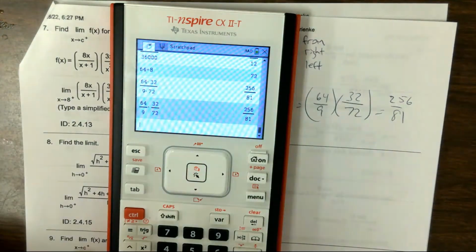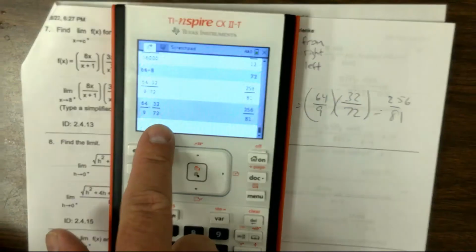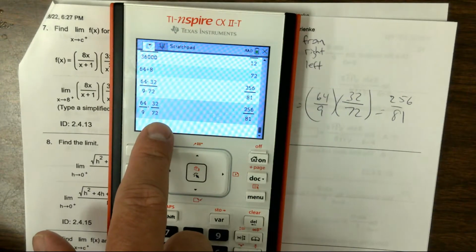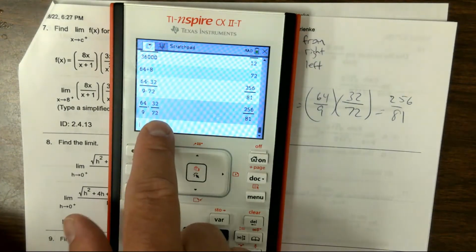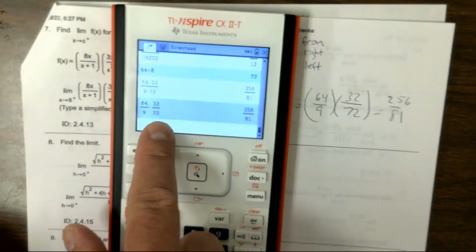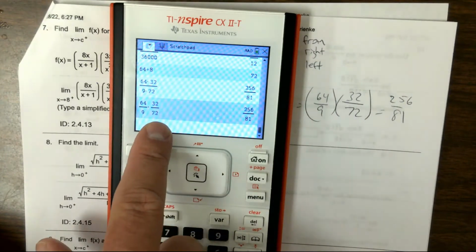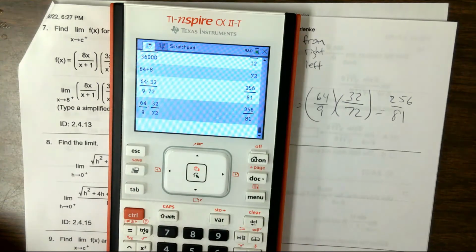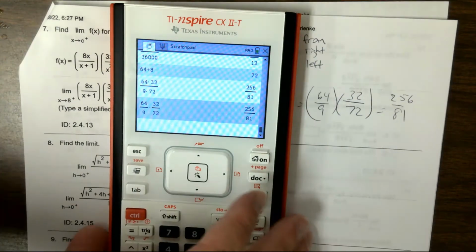There's no reason to simplify your fraction until the final step. Like here I could have divided by 2 or 4 even, but it's not even worth it until the very end to reduce it. Okay, so that's how you do that one.